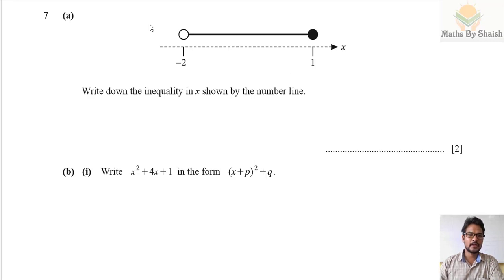Write down the inequality in x shown by the number line. We can see here a hollow circle means it's not included, and this filled circle means this point is included. So here it means x lies between these two. Since it is not included, it would be strictly greater than -2, and since it is included, we will write less than or equal to 1. So that is the inequality.